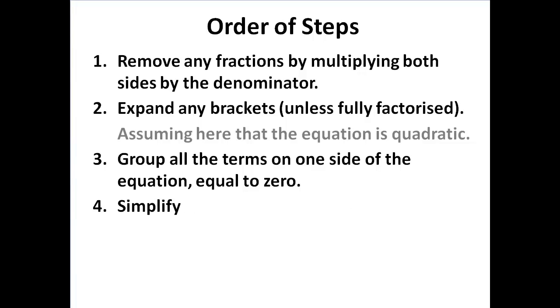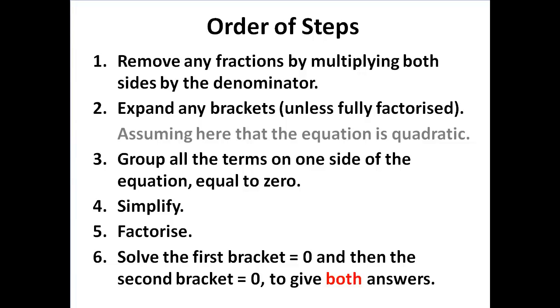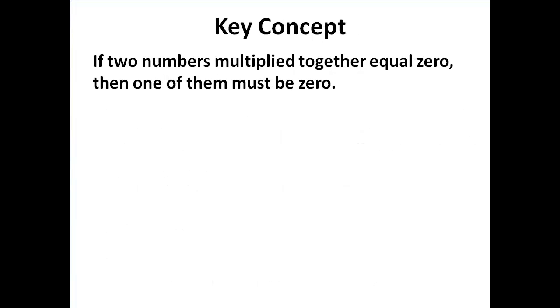We simplify, we factorize, we solve the first bracket by making it equal to 0, we solve the second bracket by making it equal to 0, and then we give both our answers. The key concept: the whole thing depends on understanding that if we multiply two numbers together to equal 0, then one of them must be 0. If a times b is 0, then either a is 0 or b is 0.